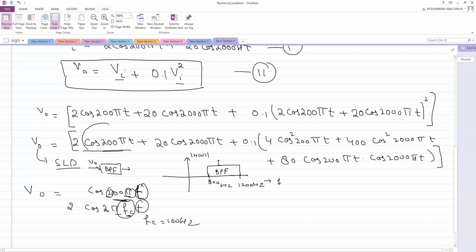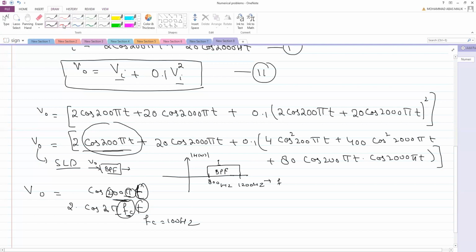Are you getting me or not? I'm saying compare this with the general equation cos of 2 pi fc t. On comparing this and this, what will you get? The fc value, or f value for the sake. Because this is a message signal, this will not be fc, this will be fm rather. So what will be the fm value? It will be nothing but 100 hertz.